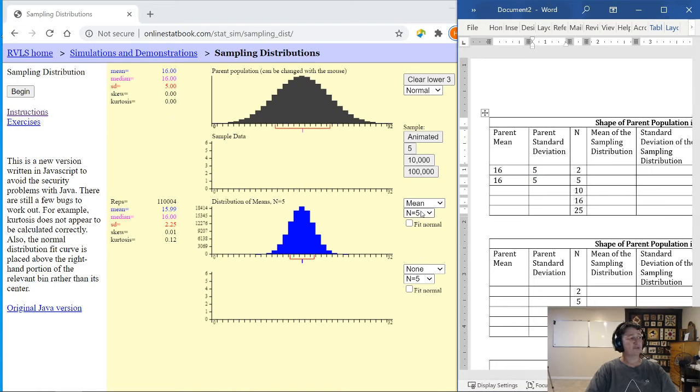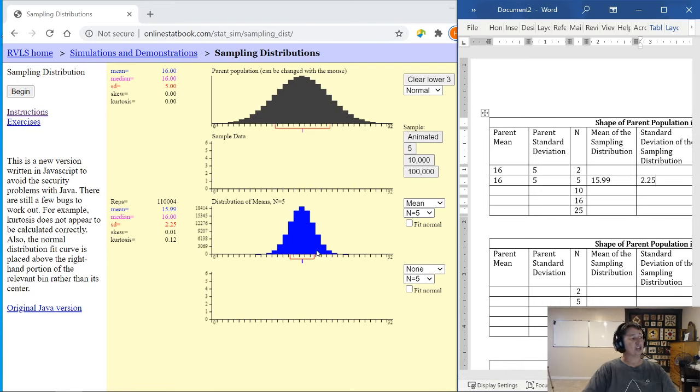But I had a sample size of 5 that I was drawing down each time. And when I did, the mean of my sampling, that's what we call this new distribution, we call it a sampling distribution. It's a sampling distribution of means. And the mean of it is 15.99, so I'm going to put that 15.99 in there. And then the standard deviation of this sampling distribution is 2.25.